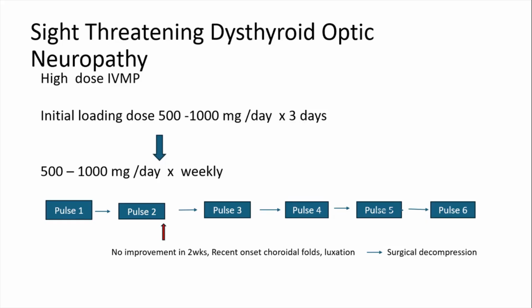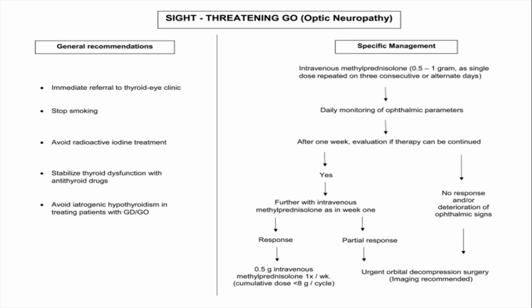We also have initial medical management in sight-threatening dysthyroid optic neuropathy, where we use high-dose intravenous methylprednisolone. The loading dose could be 500 to 1000 milligram per day for 3 days, that is the first pulse, followed by 500 to 1000 milligram per day at a weekly interval. By the second pulse, that is in 2 weeks, if there is no improvement, or there is recent appearance of choroidal folds or luxation, then you go in for immediate surgical decompression. This is the EUGOGO guideline for sight-threatening Graves' orbitopathy.